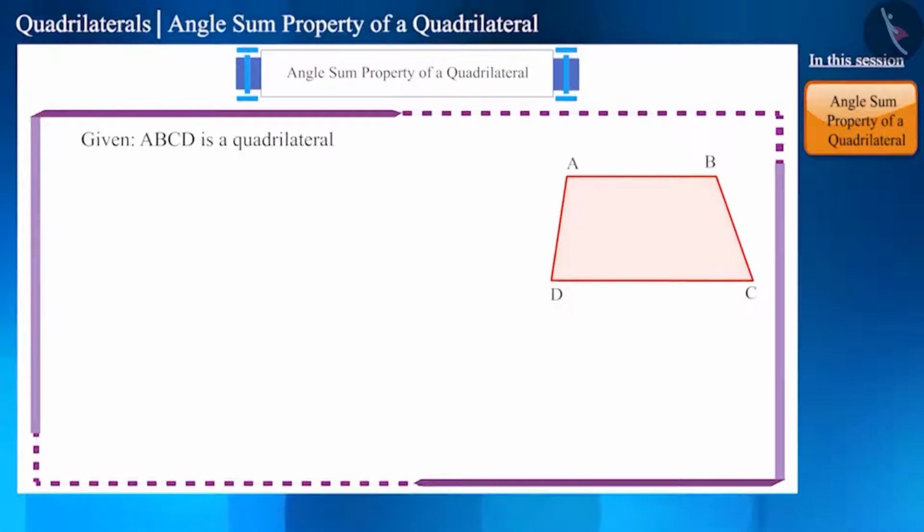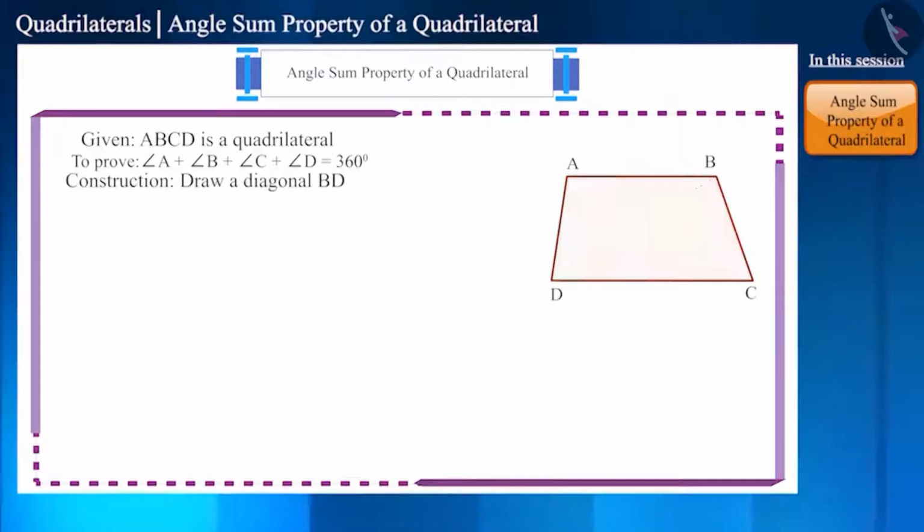Let's make a quadrilateral ABCD. We have to prove that angle A plus angle B plus angle C plus angle D is equal to 360 degrees. Now, by drawing a diagonal of this quadrilateral, let's divide this quadrilateral into two triangles. You can create either one of the diagonals AC or BD. Now we have two triangles, triangle BCD and triangle DAB.